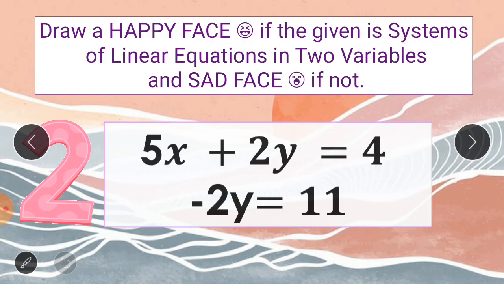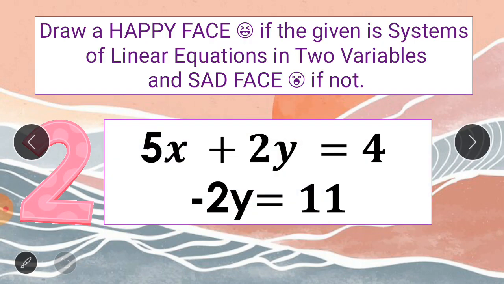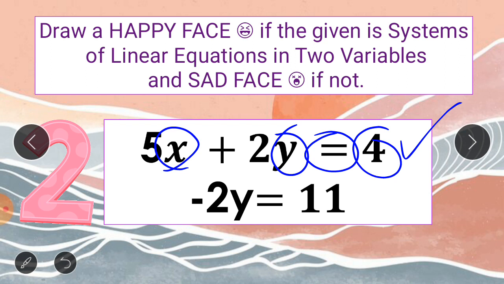Same direction. The given are 5x plus 2y equals 4 and negative 2y equals 11. Is it a happy face or sad face? I'll give you 3 seconds to answer, or you can pause it. 3, 2, 1. Let's see. The first equation has x, y, an equal sign, and a constant. So check. The first equation is a linear equation in two variables.